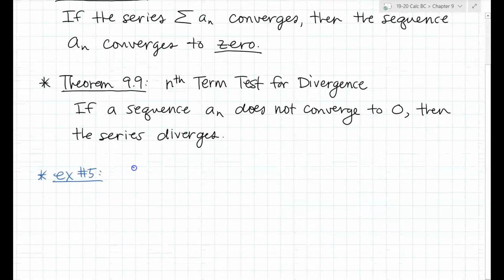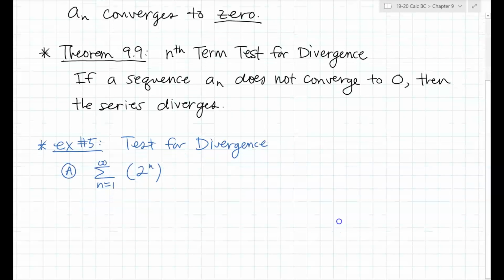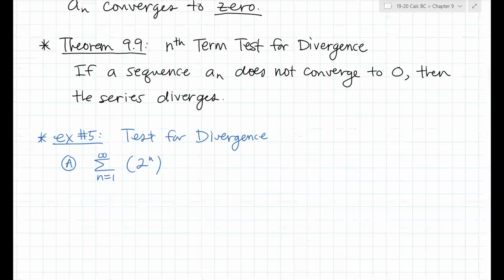Okay. So, test for divergence. We're going to test for divergence. So part A. Here is a series, 2 to the n. We're going to do the nth term test for divergence.